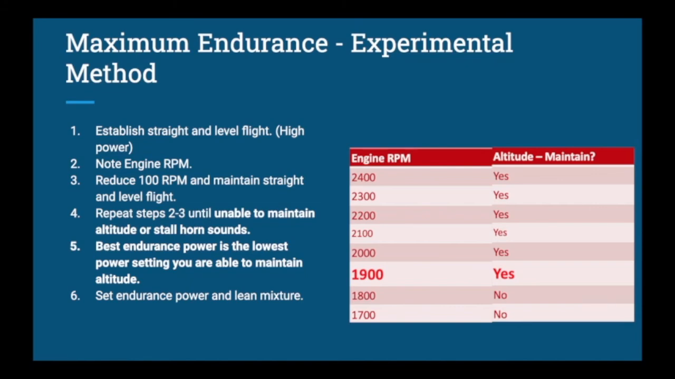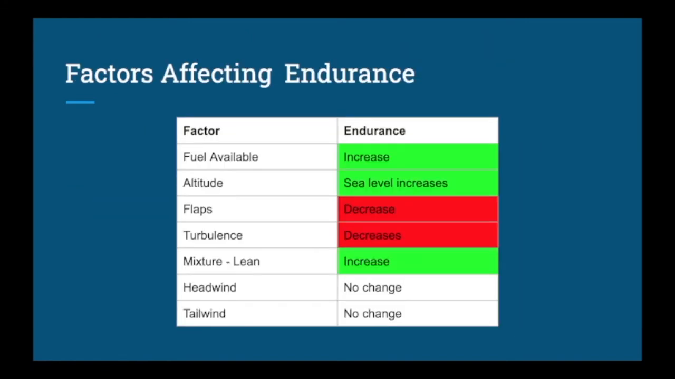We'll keep on doing this until eventually you're going to reduce the power and pitch up and hear the stall horn going off. We do not want to stall the airplane, so you could lower the nose at this point. The last power setting at which we're able to maintain altitude would be the power setting for endurance. Once we have the power setting set, in this case 1900, we're going to lean out the mixture using one of the two methods.